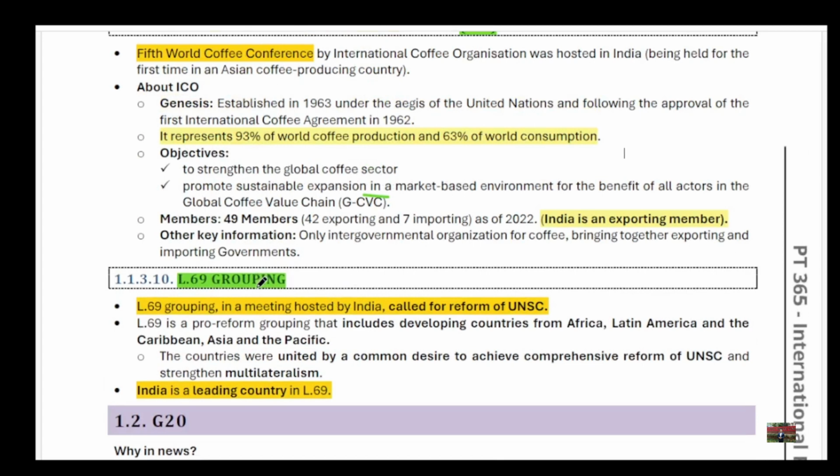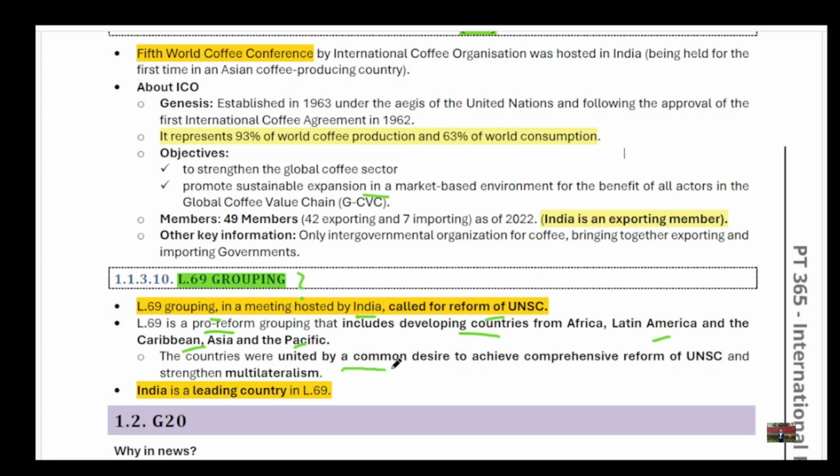Right. So what is L69 grouping? Very, very important, friends, especially for our India context, right? So the L69 grouping, in a meeting hosted by India, called for reform of UNSC, right? So these are basically groupings of countries who are pro reform of UNSC, that is the United Nations Security Council. So L69 is a pro reform grouping that includes developing countries from Africa, Latin America and the Caribbean, Asia, and the Pacific, right? So these are the regions of the world which stand together as the L69 grouping in order to promote the reform of the United Nations Security Council.